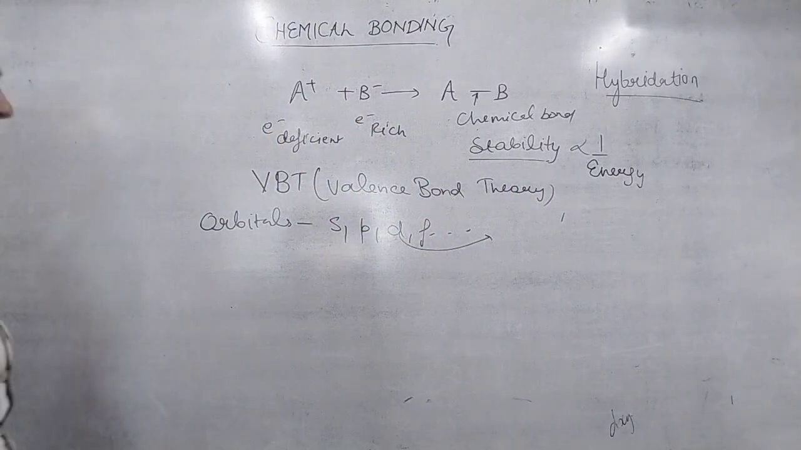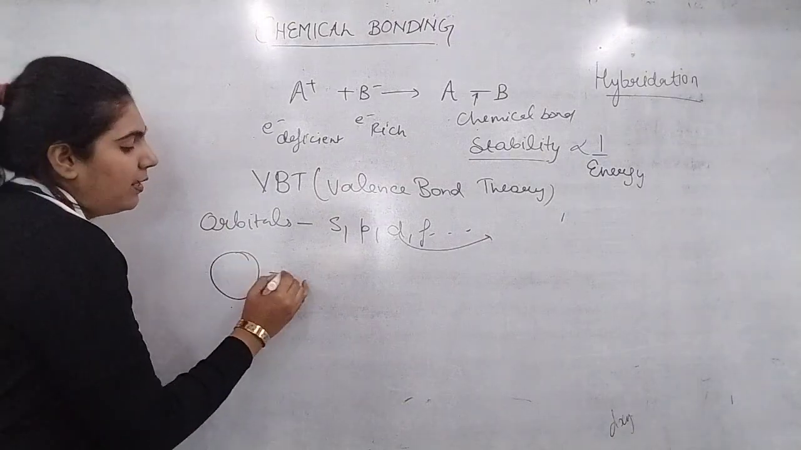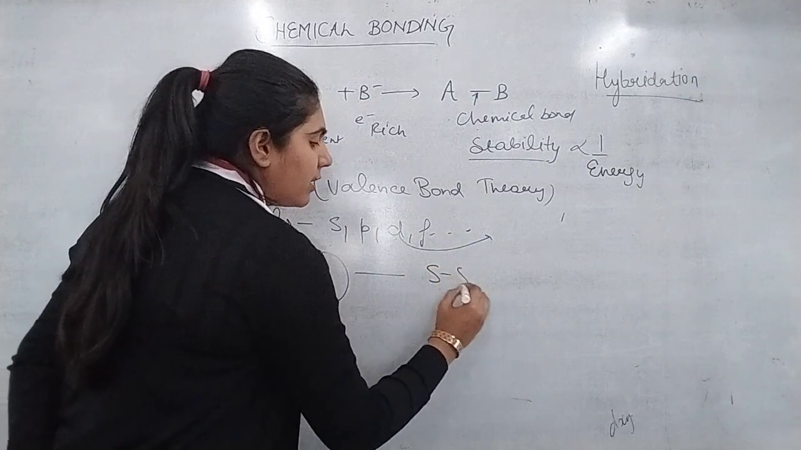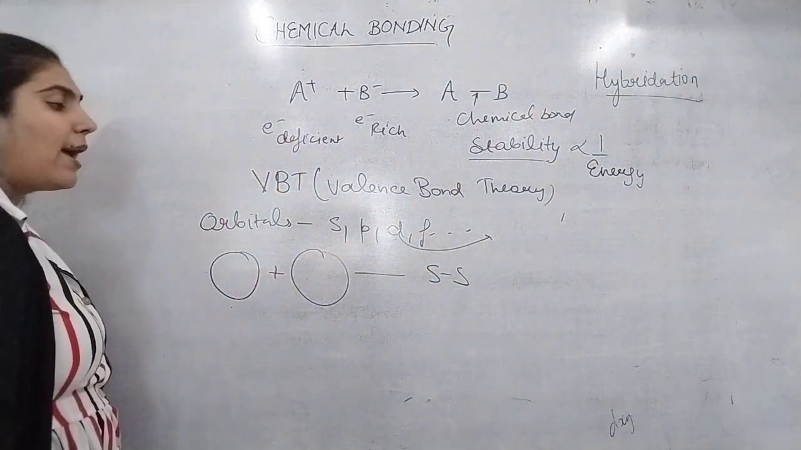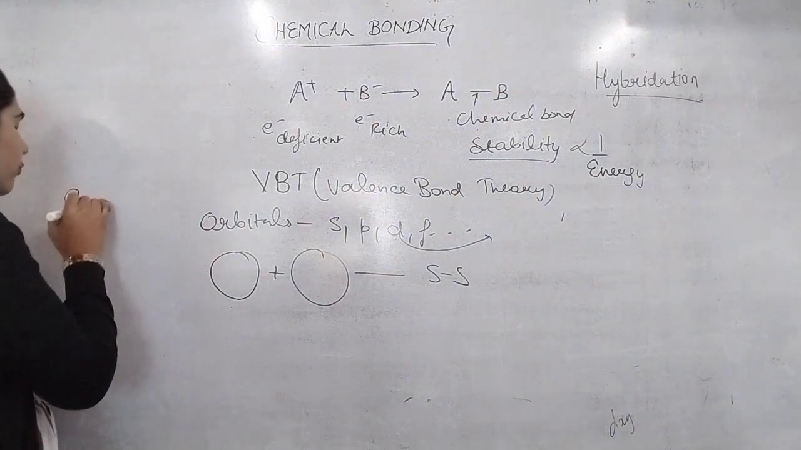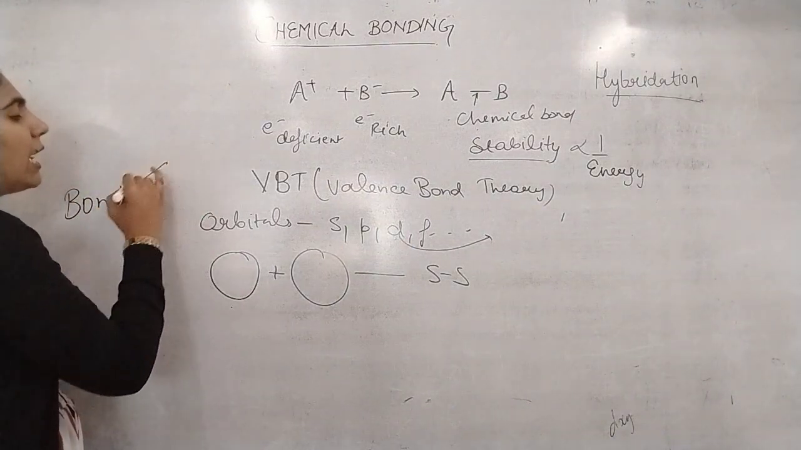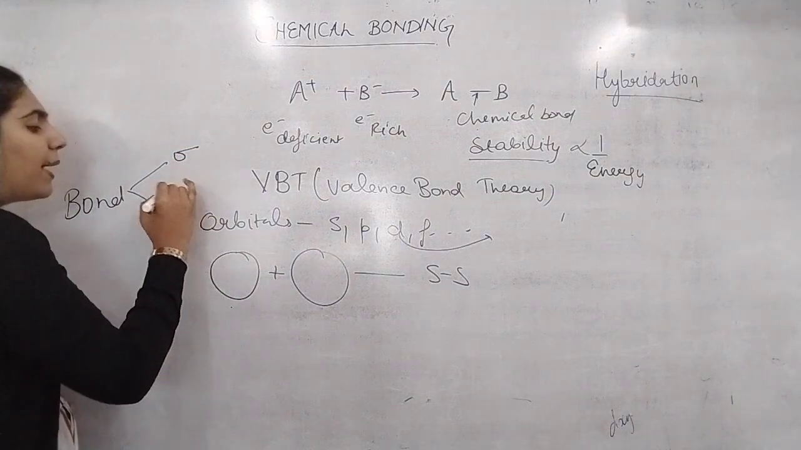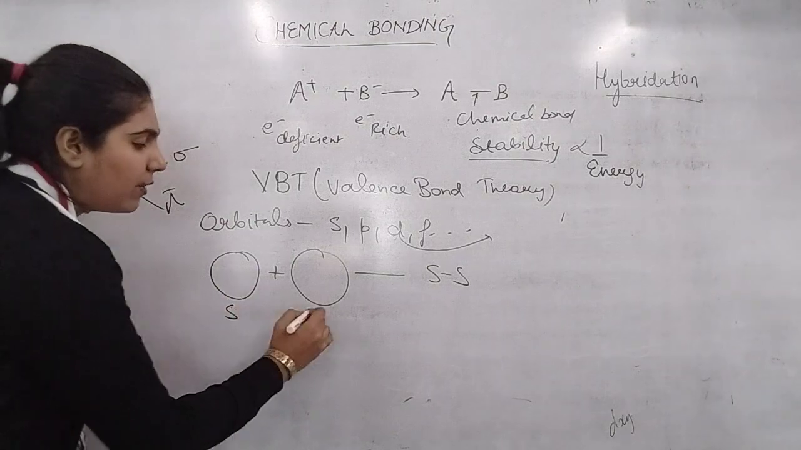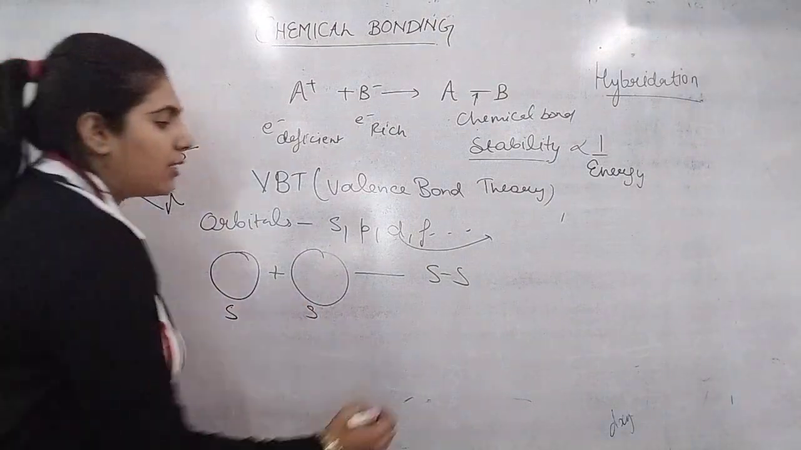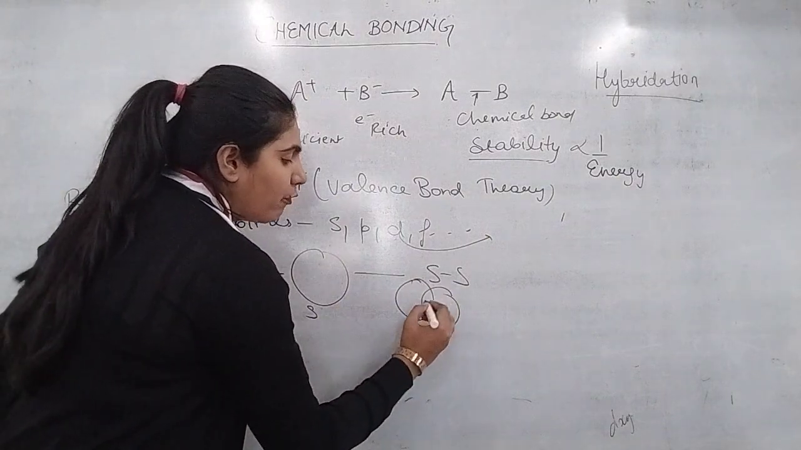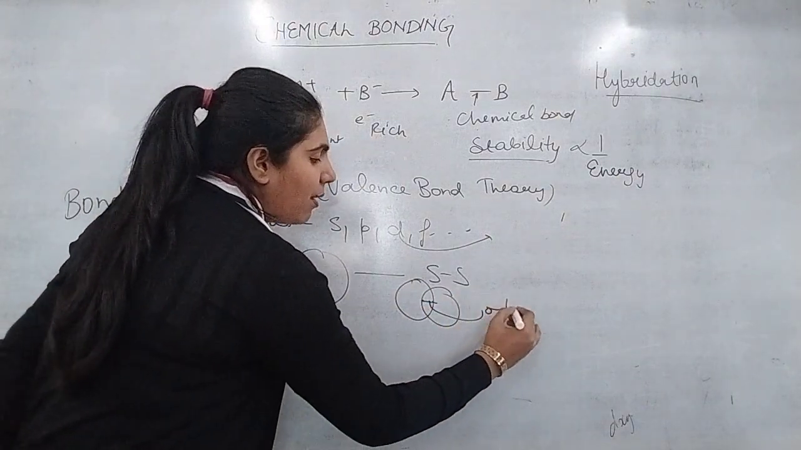Now, when an s orbital combines with an s orbital, that gives the ss overlap, right? And it leads to the formation of a sigma bond. So according to VBT, the two types of bonds are either sigma or pi. Fine. So one s and one s give us the ss overlap, and the ss overlap leads to the formation of a sigma bond.